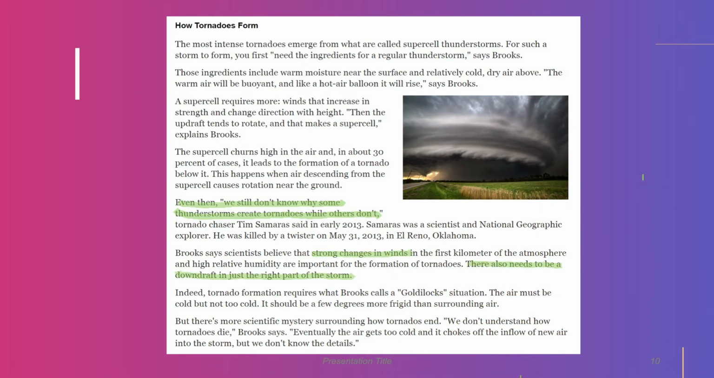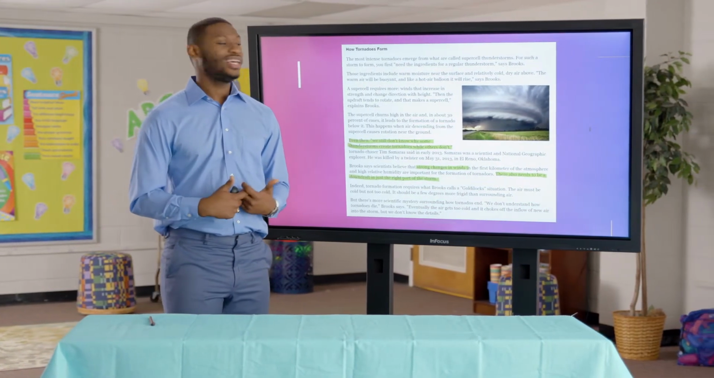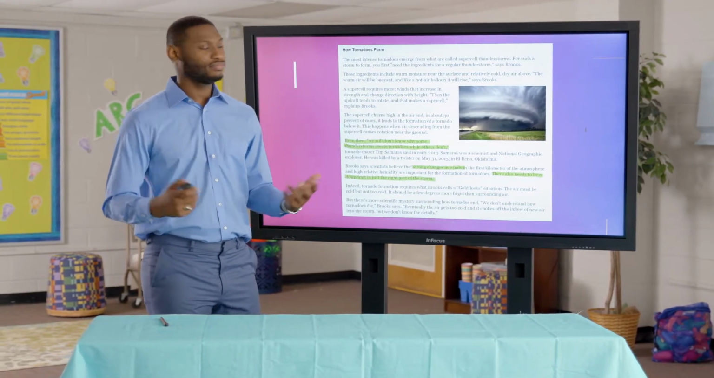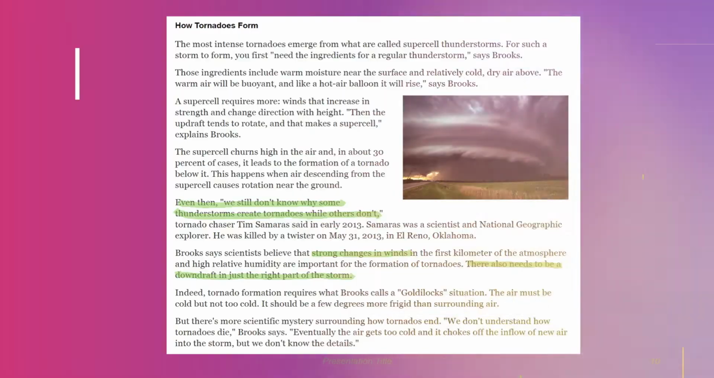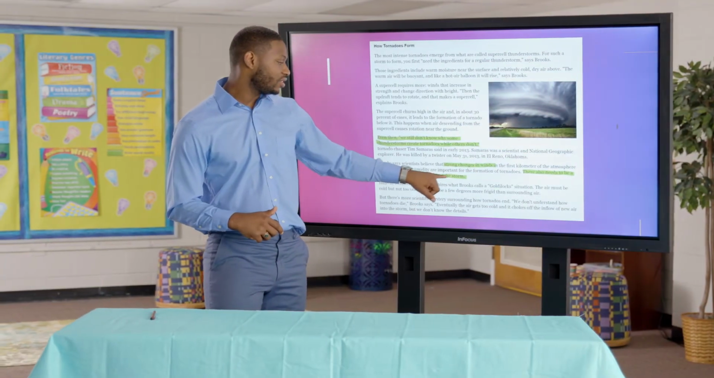Let's take a look at this little phrase, strong changes. Emphasis on the word changes. This kind of lets me know, using my inferencing skills, that changes has to do with something being maybe unpredictable, okay? There also needs to be a downdraft in just the right part of the storm.